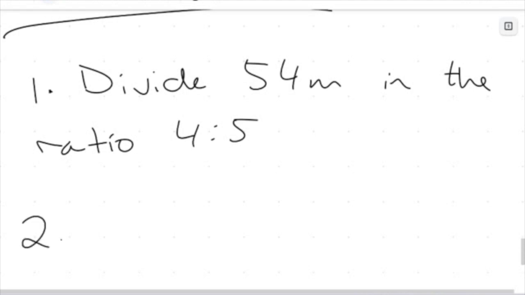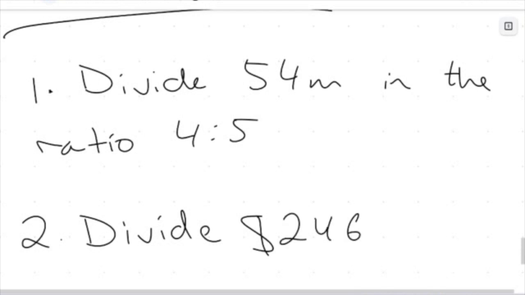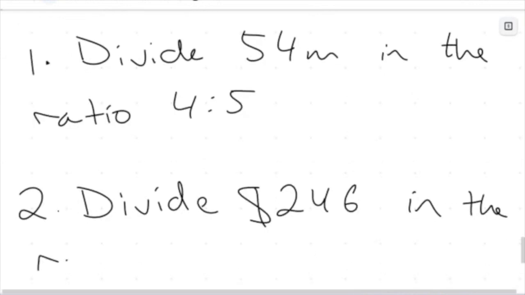And for the second question, I want you to divide $246 in the ratio of 2 to 3. Those are the 2 revision questions at the end of the video, but hopefully by now you've gotten a bit of a glimpse into how we can start applying ratios to quantities.